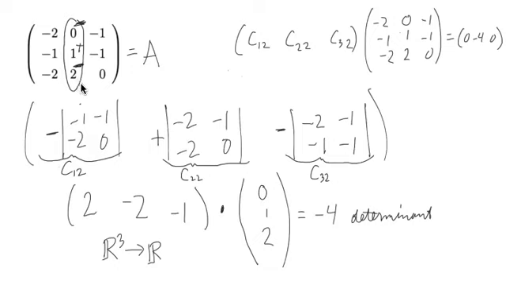First, let's think about how we would use cofactors to find the determinant of the matrix. We select a row or a column, doesn't matter which one, so I've just chosen this middle column, and then associated with each entry, we put a sign. How do we determine these signs?